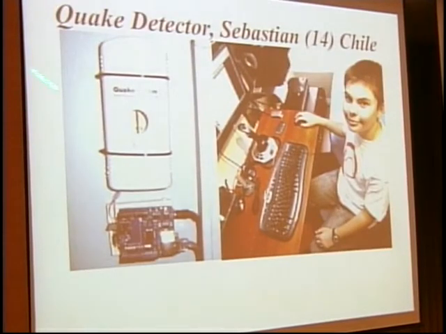So this is another example made by Sebastian. Sebastian, with his Debian t-shirt, is 14 years old. And he lives in Chile, and he had the idea that it would be interesting to monitor earthquakes. So he designed an earthquake monitor using an Arduino Ethernet board that is twittering when there is an earthquake alert. I don't know how many thousand Twitter followers he's having right now for this project.